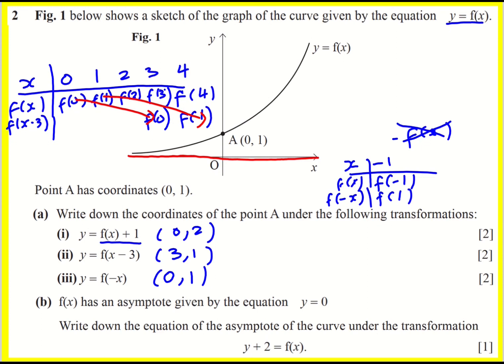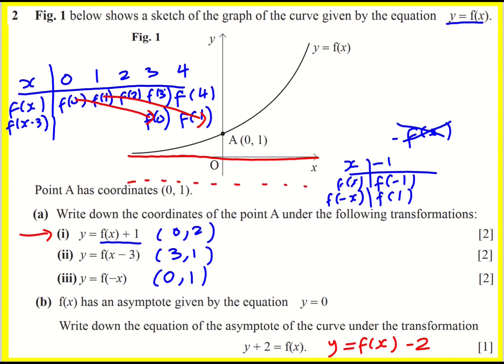Now what happens then if we have y plus 2 equals f of x? Well, we can rearrange that to y equals f of x minus 2. And it's very much like this first one here. That was a translation by 1 in the y direction. This is a translation by minus 2 in the y direction, or it's going down by 2.